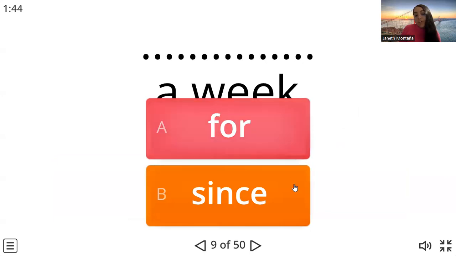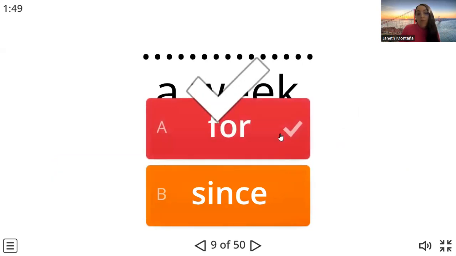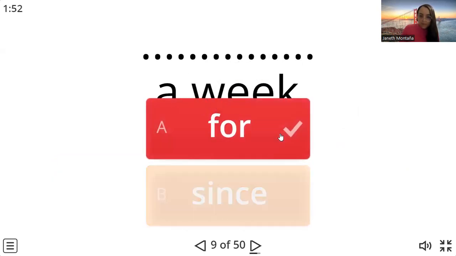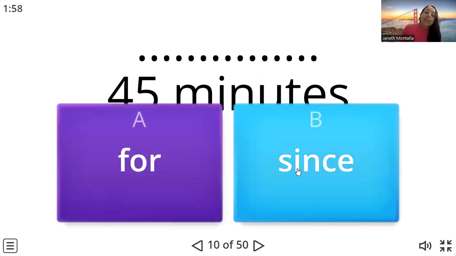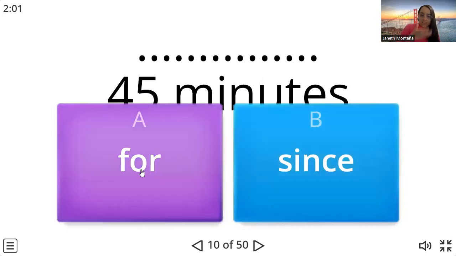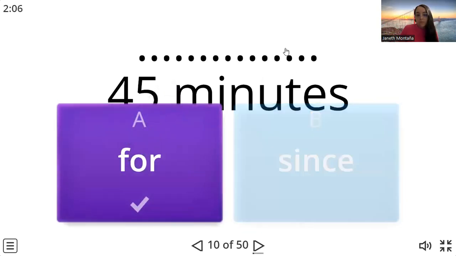We have for a week or since a week. Remember that it is a period of time, so we use for a week. And the last one: for 45 minutes or since 45 minutes. It's during a time in the past, so we use for. That is the difference between since and for. Remember that since is something more specific. We can use for with months or years and for a longer period of time.